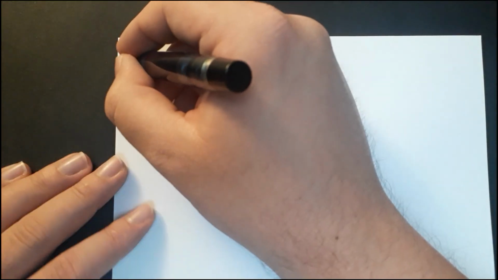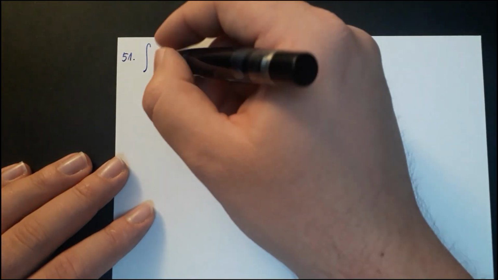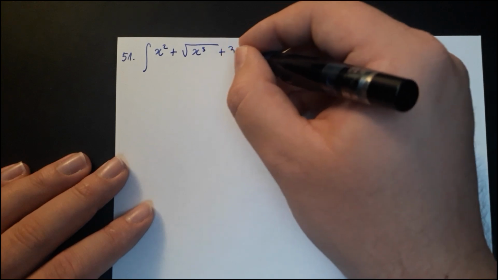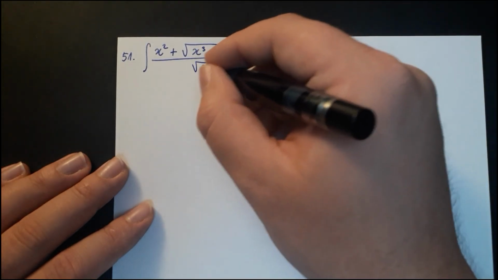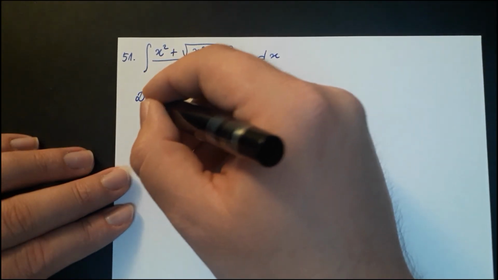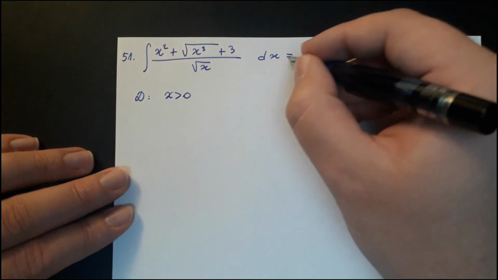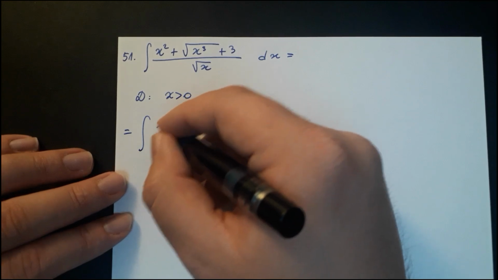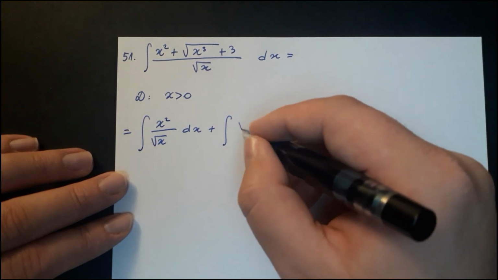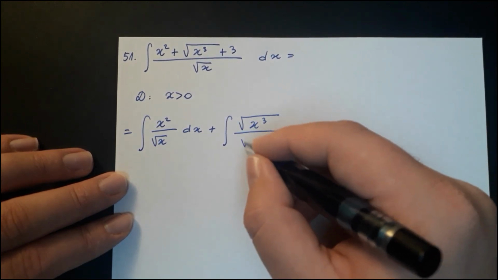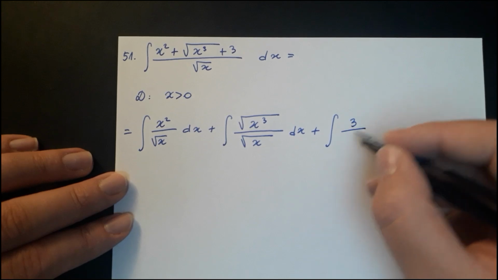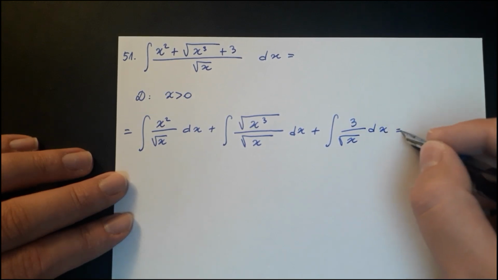Integral number 51 on our list is an integral of x squared plus a square root of x cubed plus 3 divided by a square root of x dx. Now this integral is defined for all x's which are larger than 0, and it can be written as x squared divided by a square root of x dx plus an integral of square root of x cubed divided by a square root of x dx plus an integral of 3 divided by a square root of x dx.